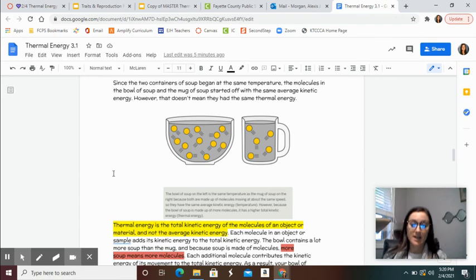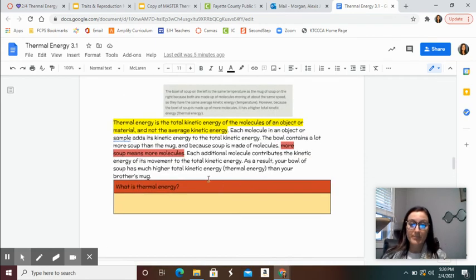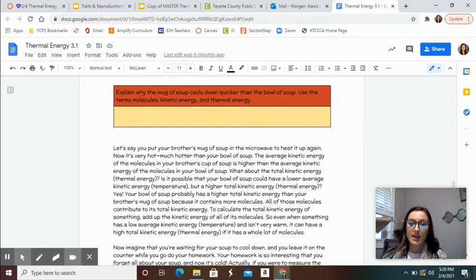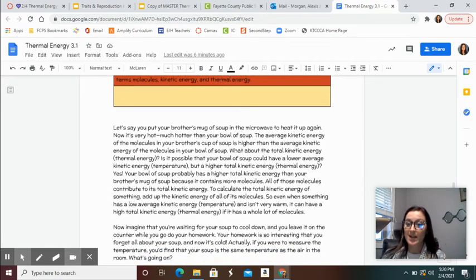Okay, and you can see I highlighted it down here. And so you're going to want to read that and then tell me, what is thermal energy? And then down here, I want you to explain to me why the mug is cooling quicker than the bowl. And I explained that a little bit, but I want you to read and figure that out.